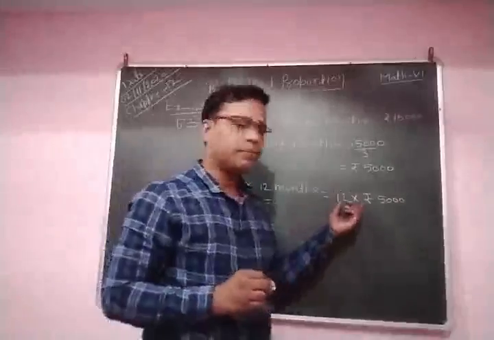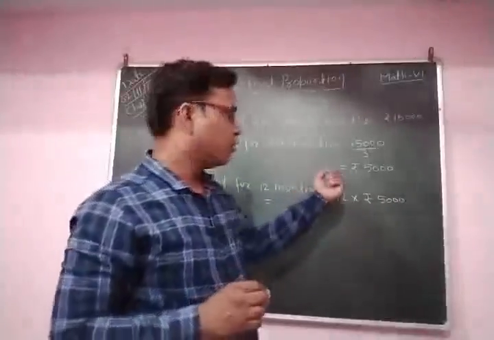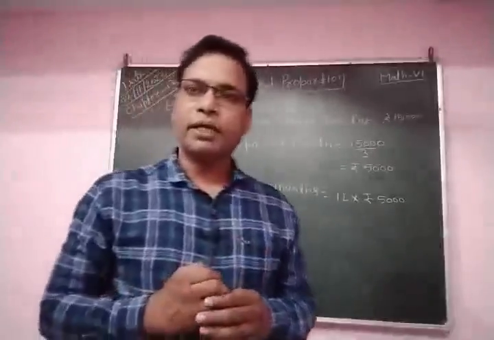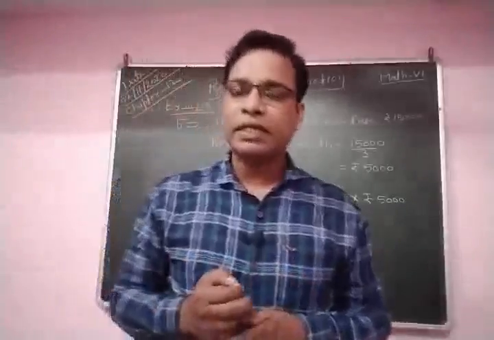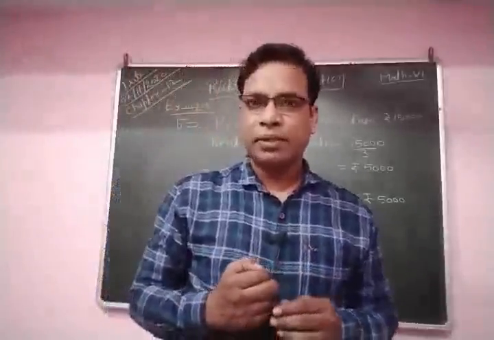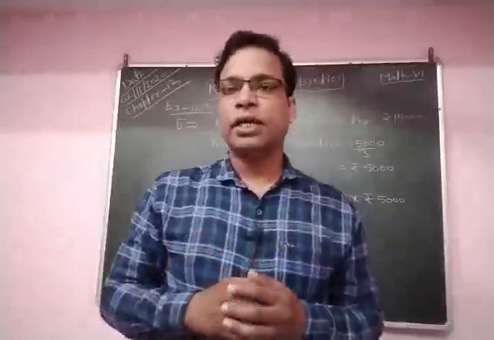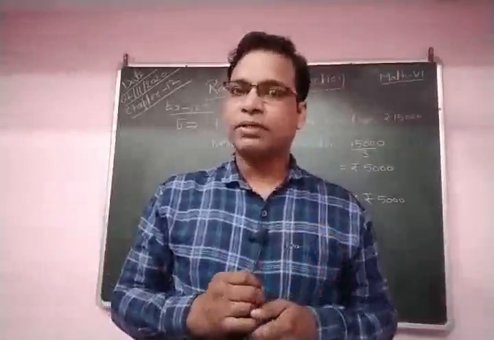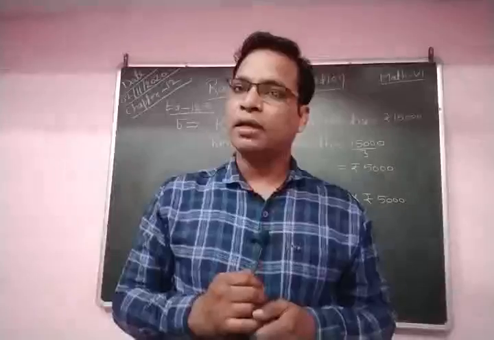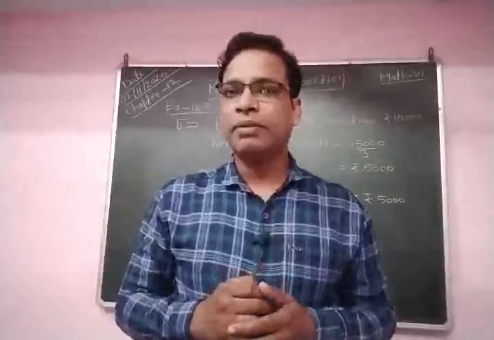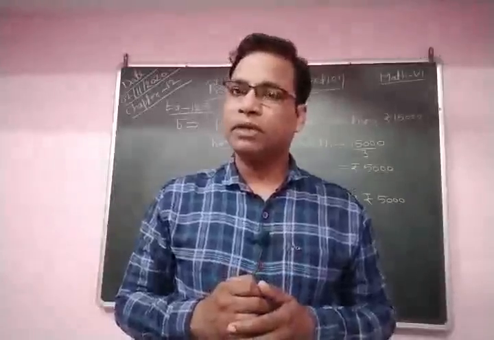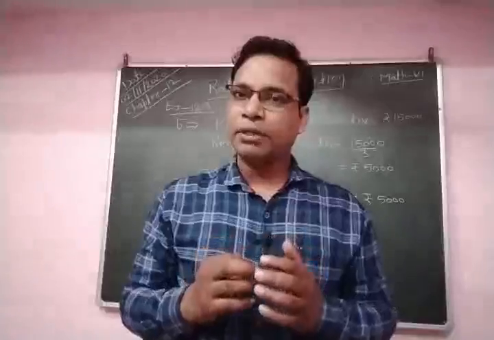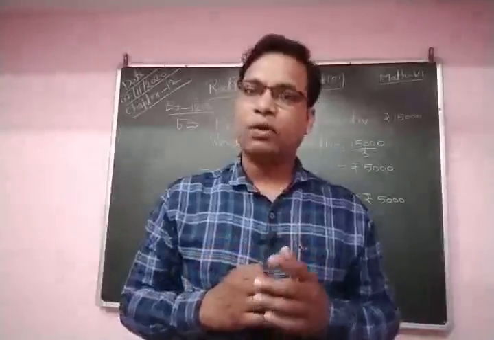You know very well the rent for 1 month we found here. What is the rent for 1 month? Rent for 1 month we found here, 5,000. How can we find the rent for 1 month? Because this is given in this question: rent for 3 months is 15,000 rupees. So we divide 15,000 by 3, then we obtain the result, 5,000 as the rent for 1 month.